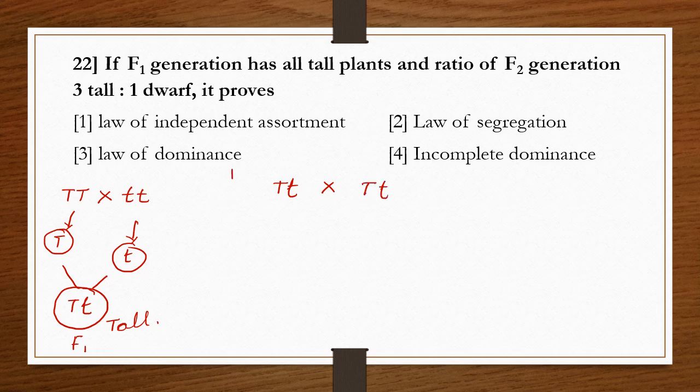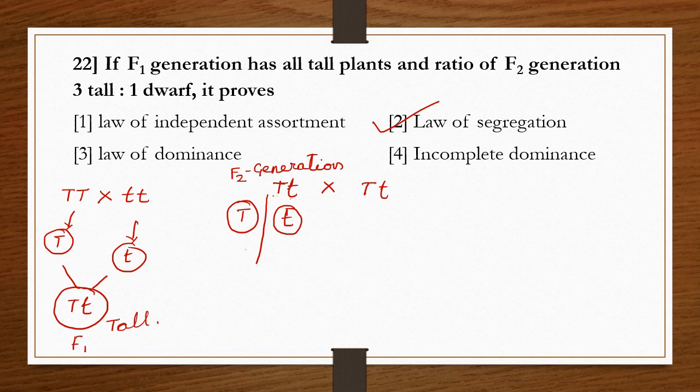So we will get the F2 generation by a cross between the F1 individuals. Here two different alleles are present, so two different gametes are formed. That means these alleles are separated during gamete formation. Separation of alleles during gamete formation explains the law of segregation. So due to separation only, there are three.